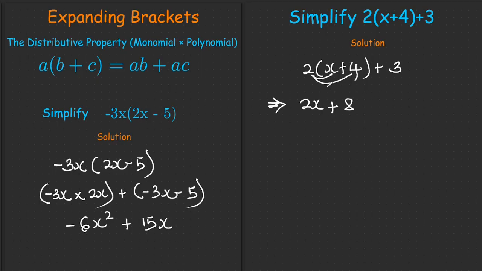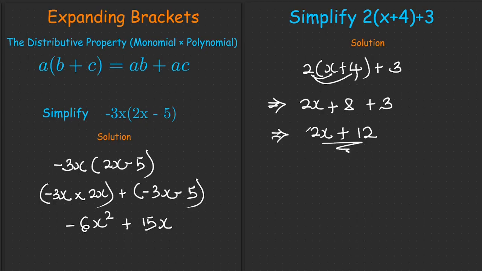We are done expanding the bracket, and then we have our plus 3. Luckily, it's already in like terms. So we have our 2x, then the 8, and then the 8 plus 3, which gives us a 12. This is our simplest form.